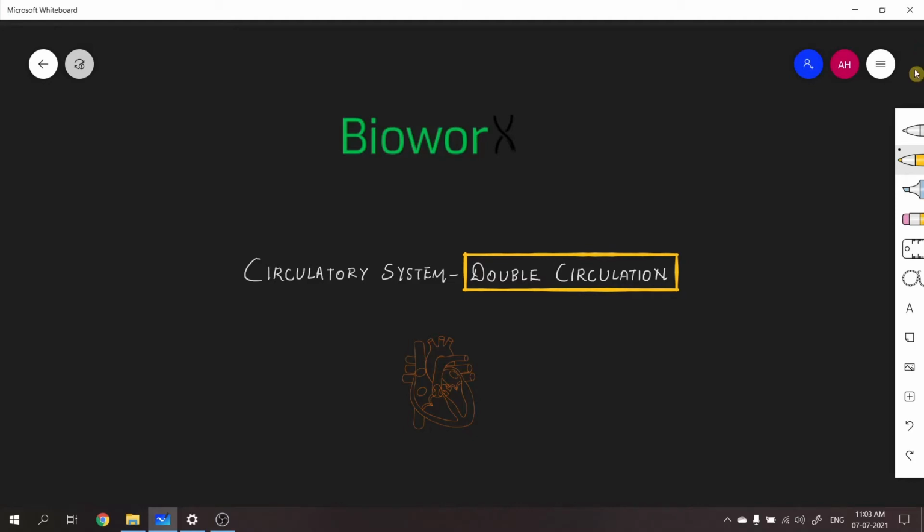So our topic for today is double circulation. It's a part of the circulatory system, as we know, and this is a common topic in all classes, grade 10, grade 12, and in grade 10 also it is a topic included in all the boards. It is there for the SSC board, CBSE board, and as well as the ICSE board, right? So this is one of the important topics where most of the students have confusion. So I'm going to try and explain it in the simplest possible way I can. All right, so let's get started.